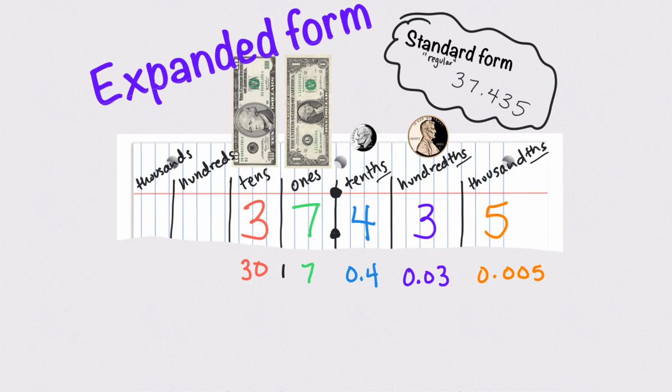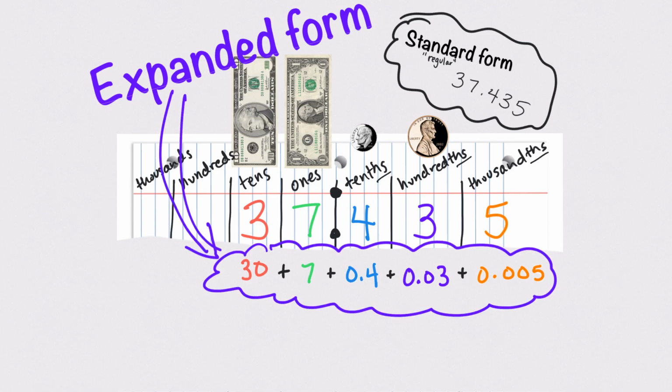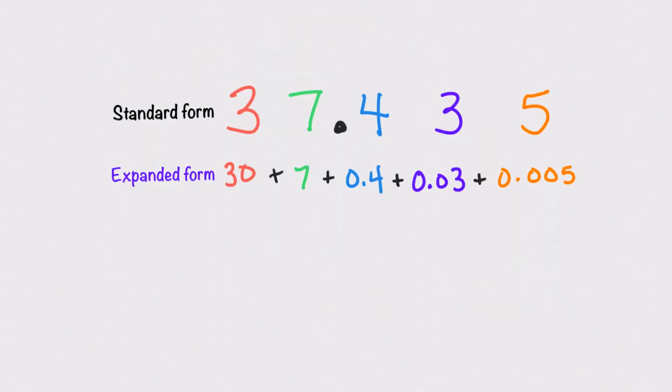And when you have those values, you just put a plus sign in between them. And that is expanded form. We just pulled the number apart by place value, wrote the value of each digit, and created expanded form. So this number right here has the exact same value as our standard form. It means exactly the same thing. It's just a different way of writing it. It's just been pulled apart. It's been expanded.